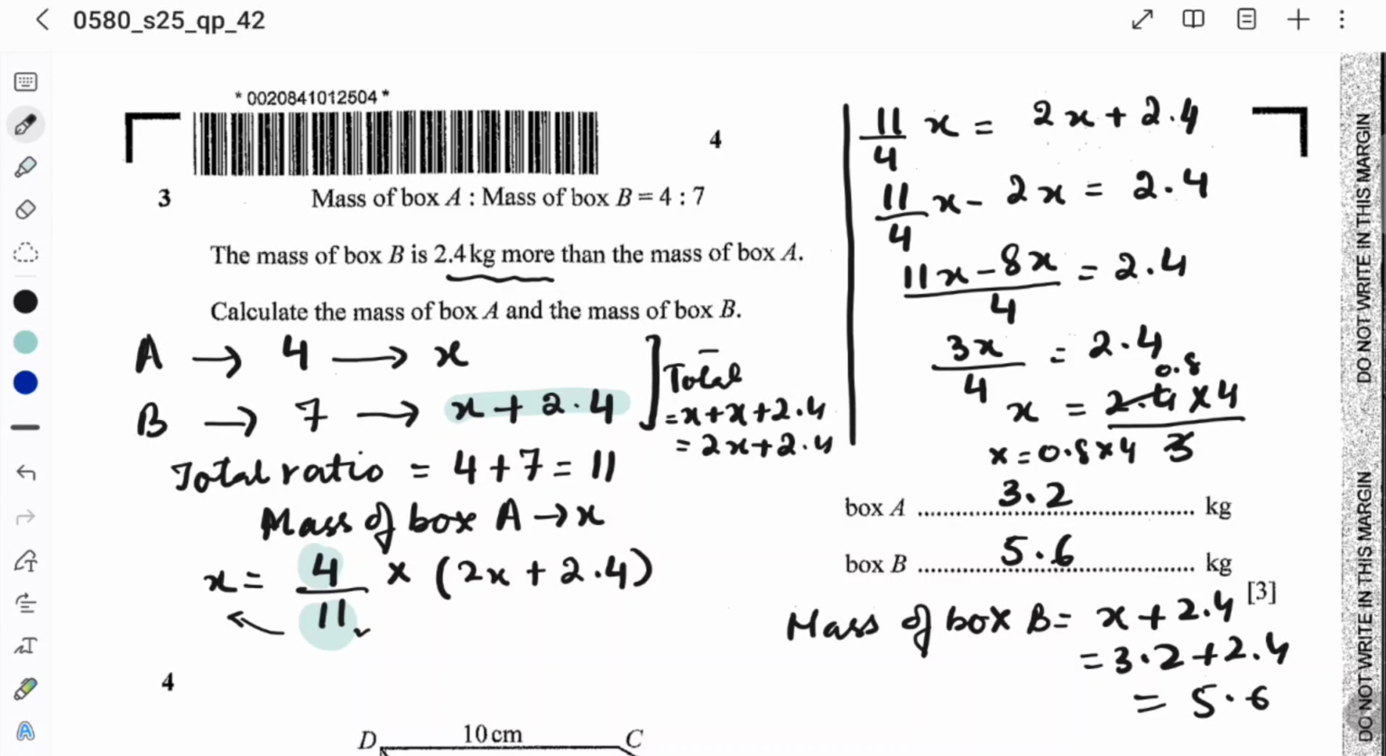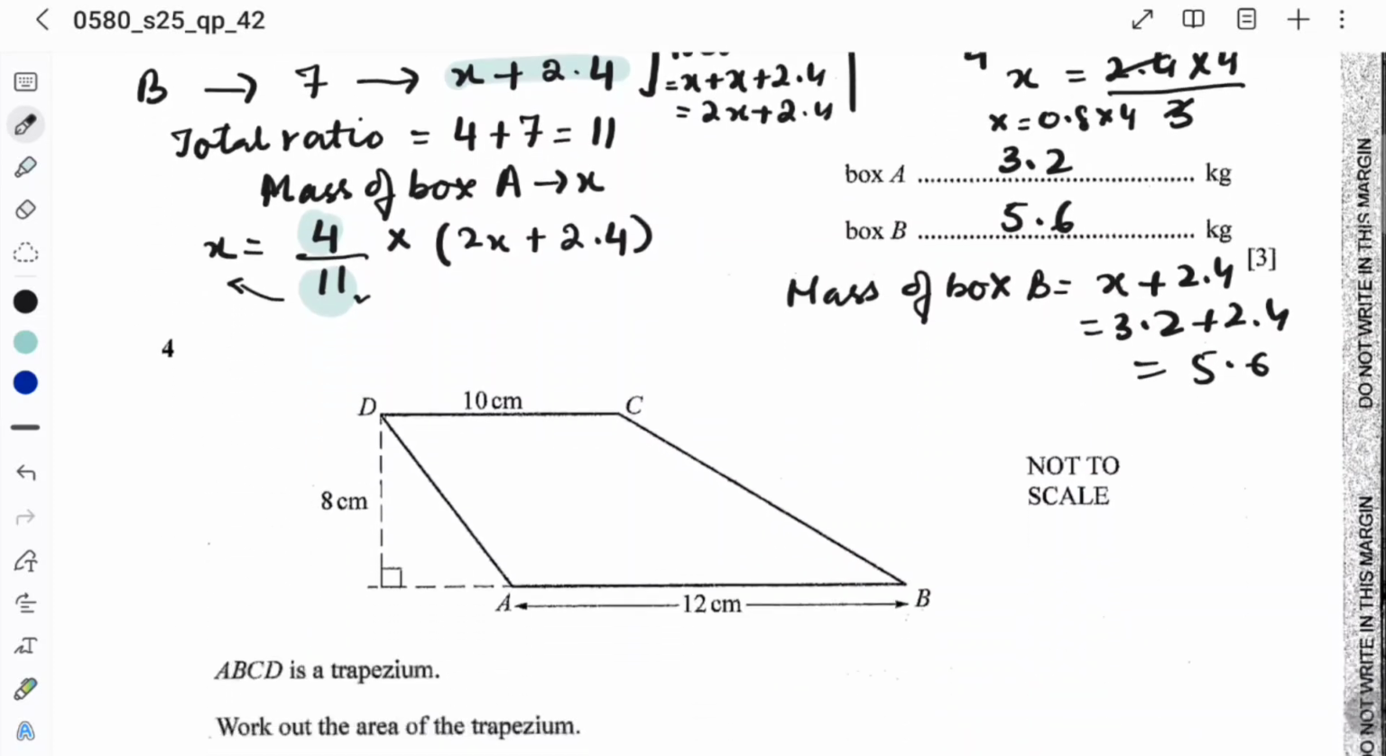And then we divided among them, we did the ratio method, and then we found x is equal to 3.2, and for the remaining part we subtracted. We just add 2.4, that will be equal to 5.6. That is the answer for box A and B.